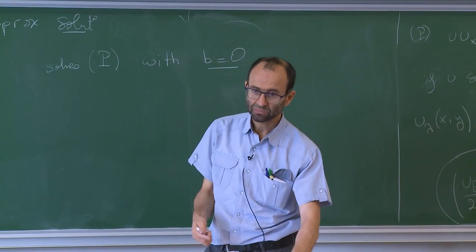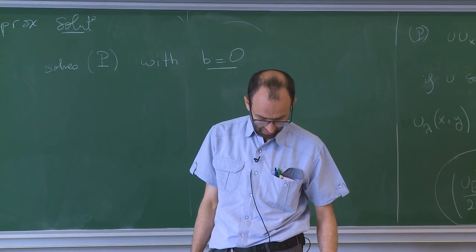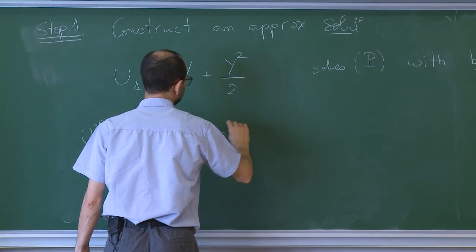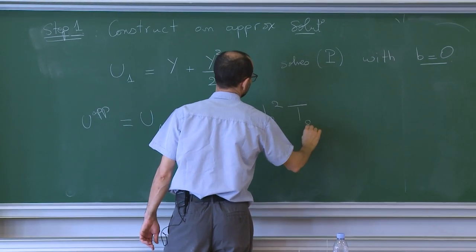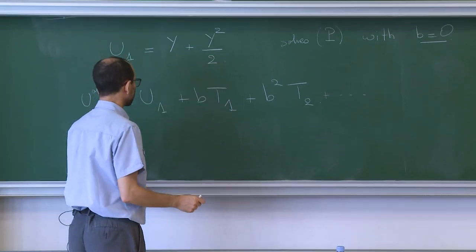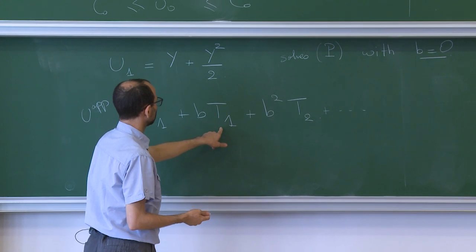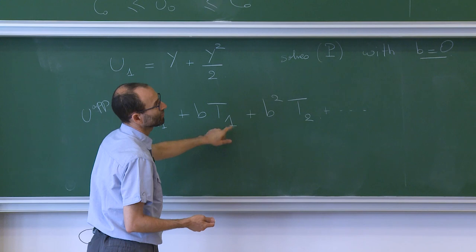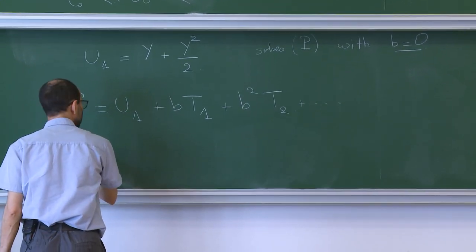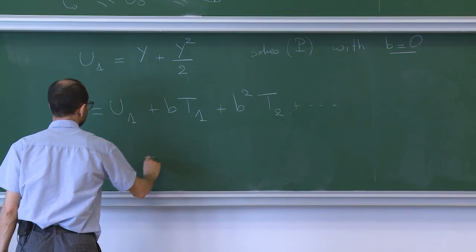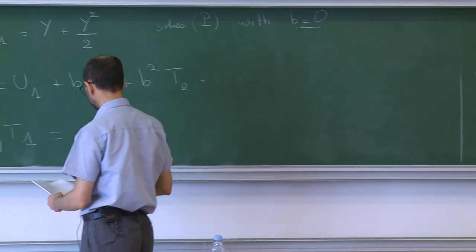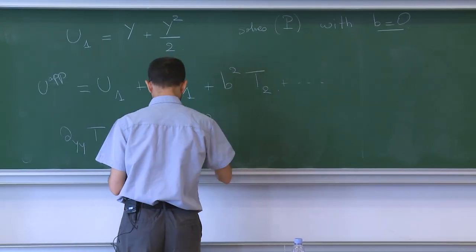And then you can keep solving, you can keep expanding in B. So I can try to find some U app. I will write it down as U1 plus B T1 plus B squared T2 and so on. I'm expanding in B. For instance, if you think a little bit about it, for the B T1 term you need d_yy of T1 to cancel the term coming from exactly this one. I just show you the first guy. I will not go into the rest.